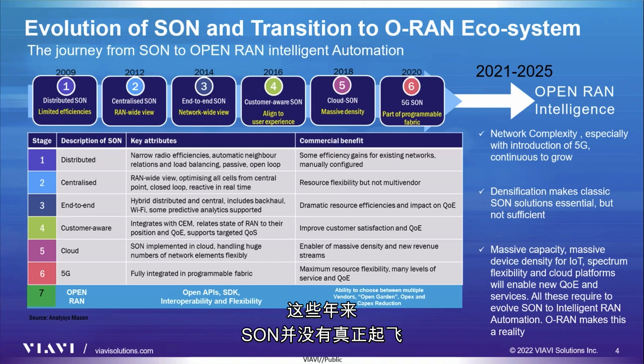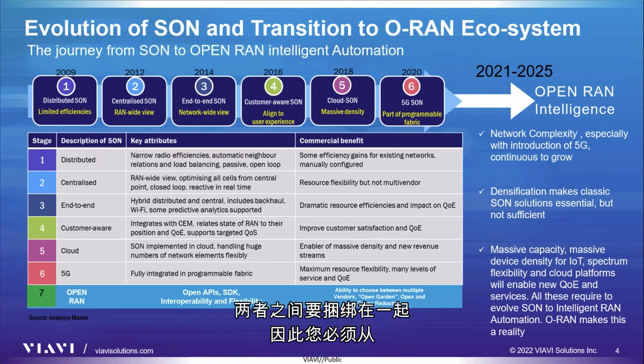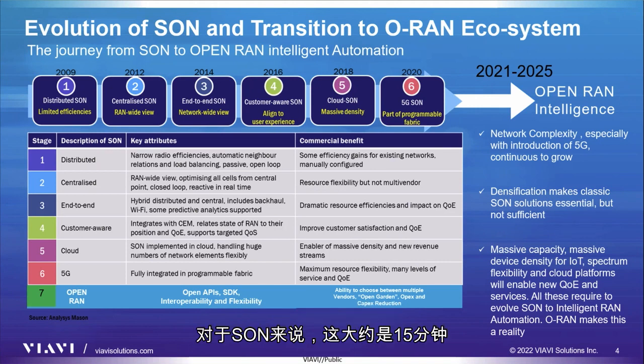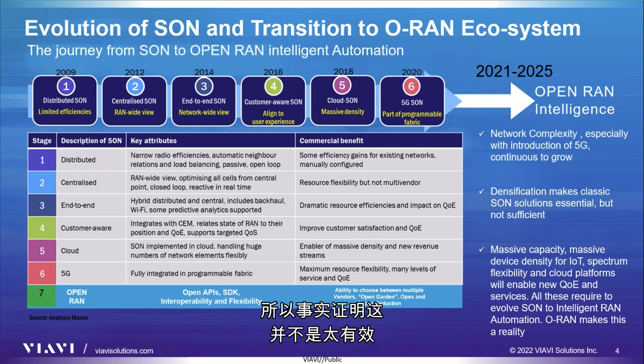Now, over the years, SON has not really taken off for a couple of reasons. The first one being the incompatibility between SON vendors and base station vendors, it had to be tied up between the two. So you had to buy the same SON from the same base station manufacturer. Also, there was actually very little value adding to network improvements because of SON as it transpired. And then thirdly, the time for changes to take effect was actually quite long. It was about 15 minutes for SON. And during that time, an awful lot can happen in the RAN. So it wasn't actually proving to be too effective.